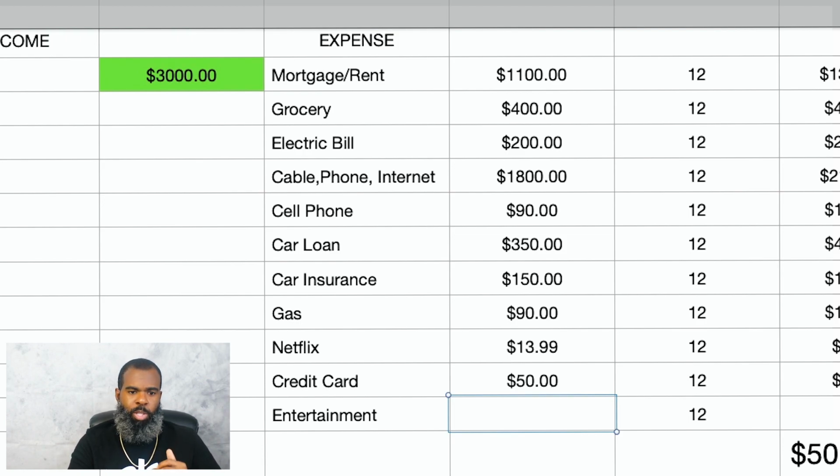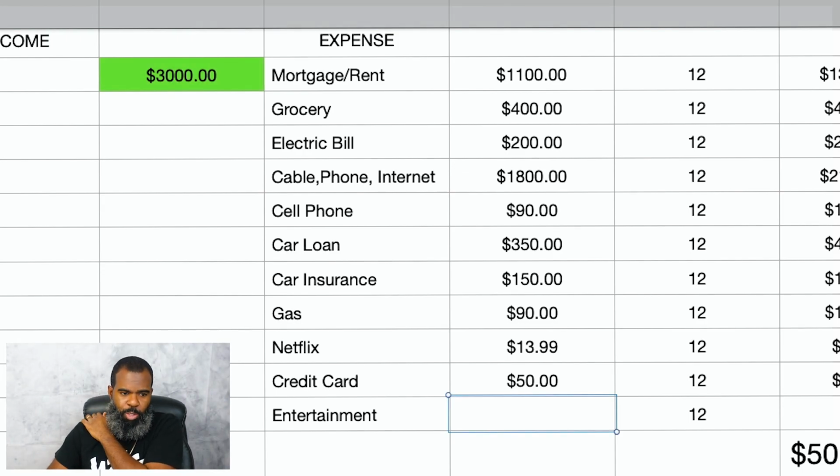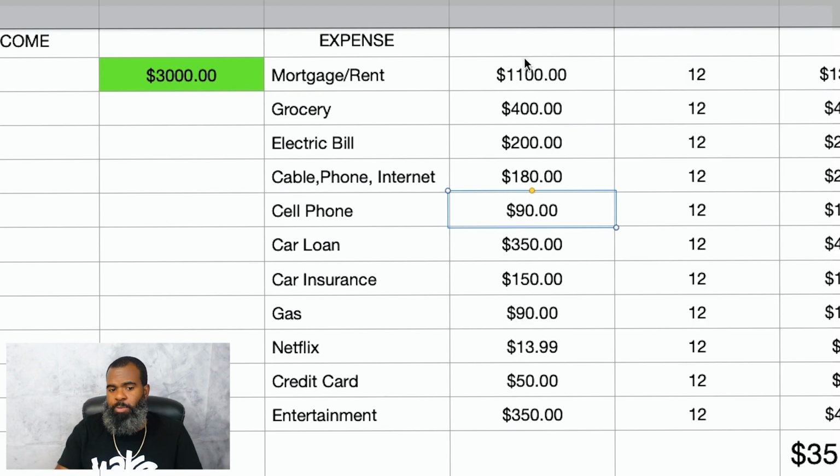And like I said with the groceries, you can always start tracking your entertainment expenses so you can have a more accurate number on how much money you're actually spending there. So again, just make it an estimate. This individual spends about $350. Now that you have all your expenses written down, it's time to add those bad boys up.